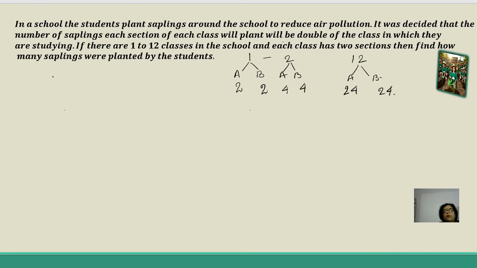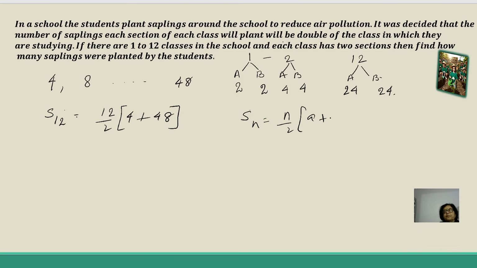So on the whole, when we take the number of saplings from class 1, it is 4. From class 2, it is 8. And it goes on this way. And class 12, we have 48 saplings. So the total number of saplings that needs to be planted will be S12 is equal to 12 by 2, 4 plus 48. I'm using here the formula Sn is equal to n by 2, a plus l.